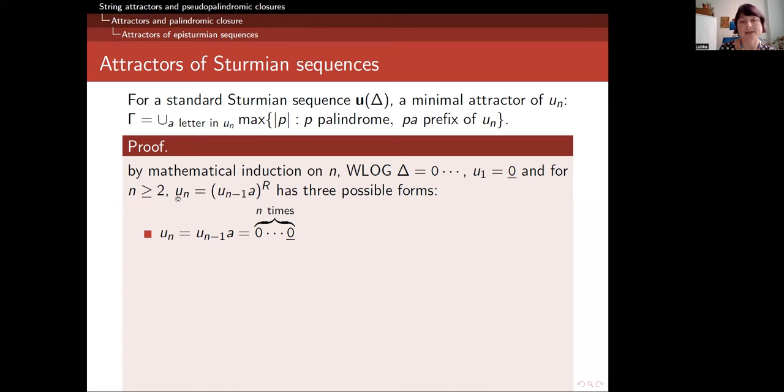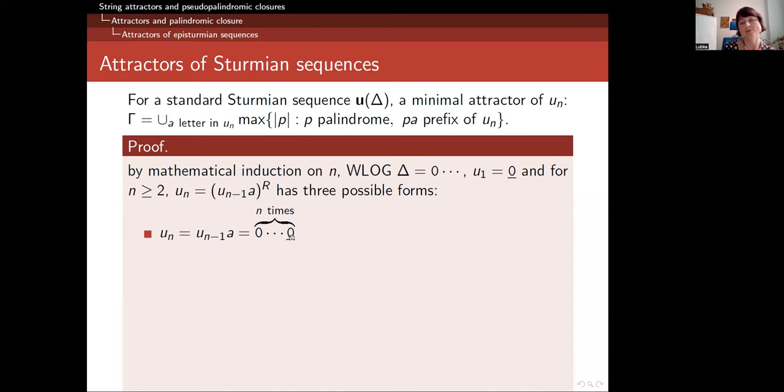And how do we construct the prefixes? UN is equal to the palindromic closure of UN minus 1 followed by the corresponding letter from the directive sequence. And there are 3 possible forms of UN. So either UN is exactly equal to this word here, but this happens only, so you obtain a palindrome here only if this is just composed by zeros. When you think about how the palindromic closure works, then this is clear.